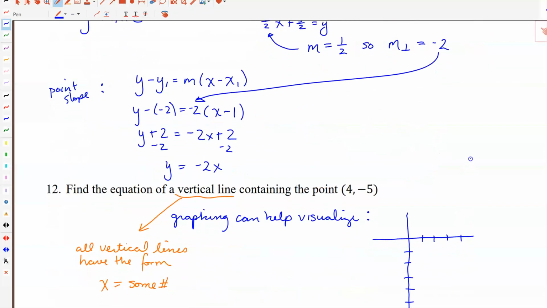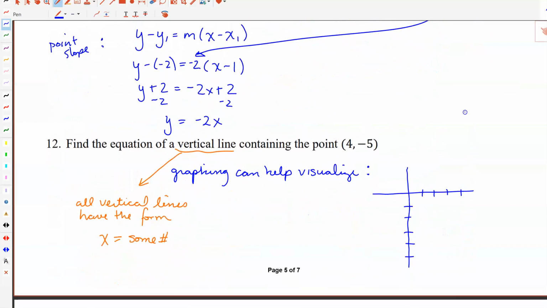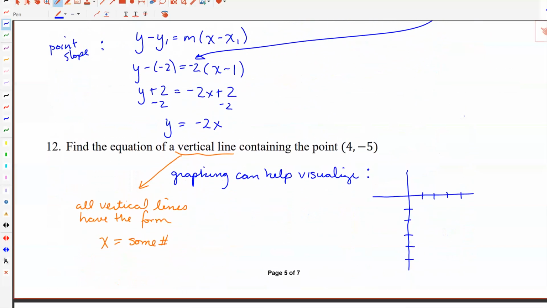All right, in our next example, find the equation of a vertical line containing the point 4, -5. Now, if you just happen to remember that vertical lines will always have the form of x is equal to some number, you can come up with the equation of your line pretty easily. It's going to be x is equal to, and then just grab the x-coordinate of the point that you know has to be on your line, which is 4, and you can be done.